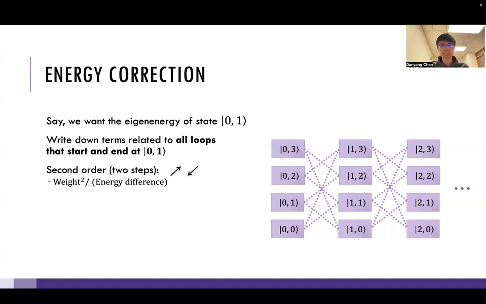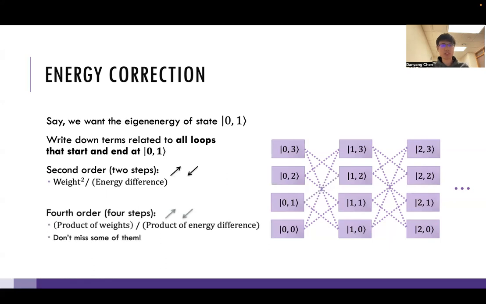And for the fourth order, we consider the loops with 4 steps. For example, this one, if we go back and forth twice, is a 4-step loop. And this is also a 4-step loop. Here are more examples and more examples.